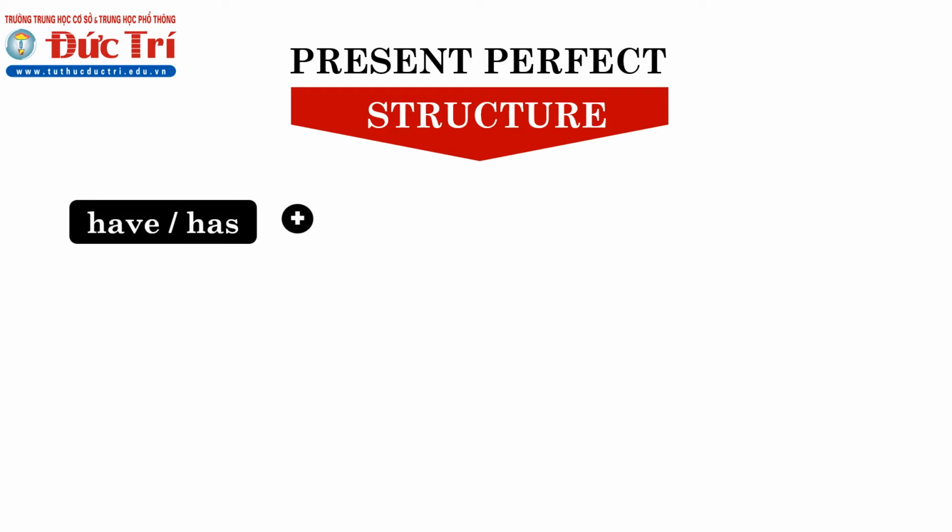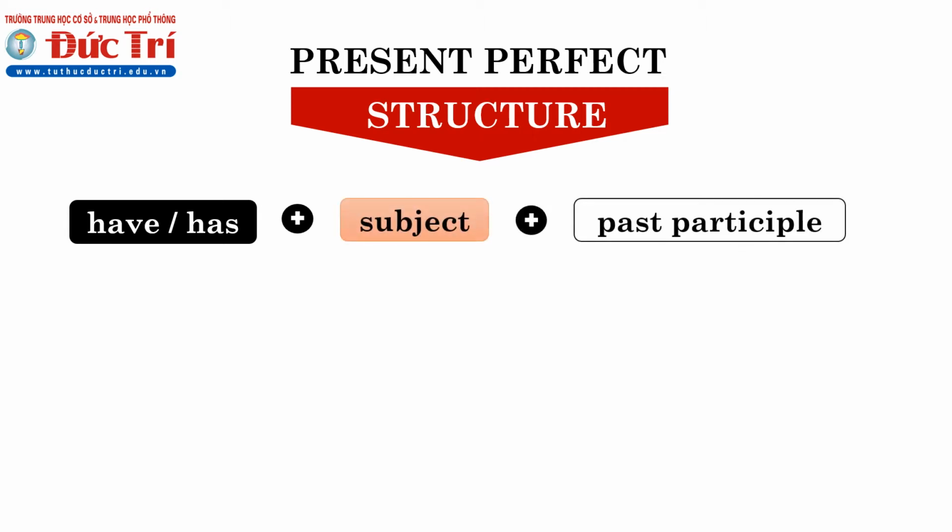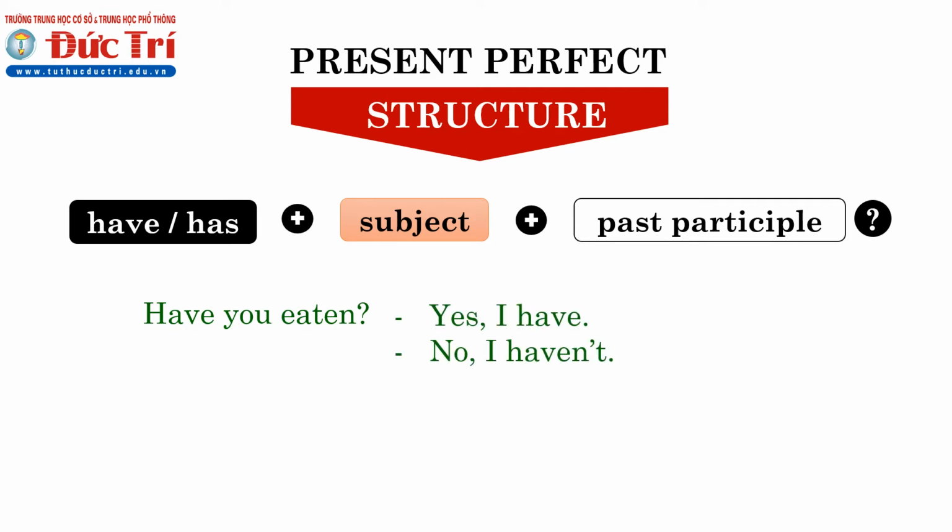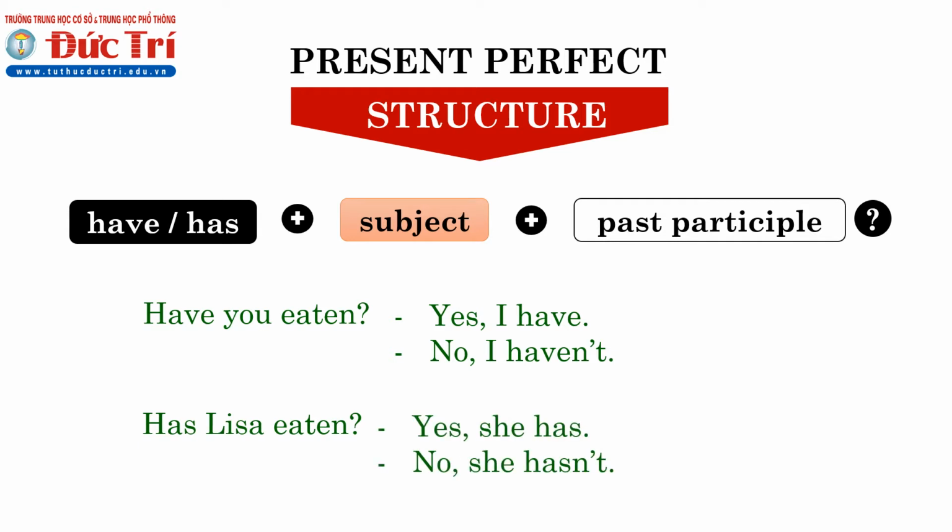How about the interrogative form? We move have, then the subject, then the past participle. And don't forget the question mark. For example, have you eaten? Yes, I have. No, I haven't. Has Lisa eaten? Yes, she has. No, she hasn't.